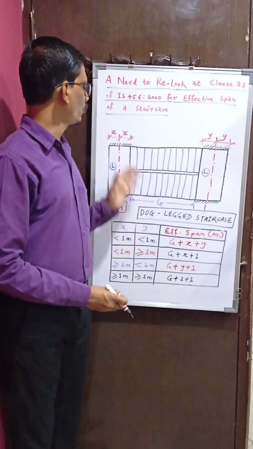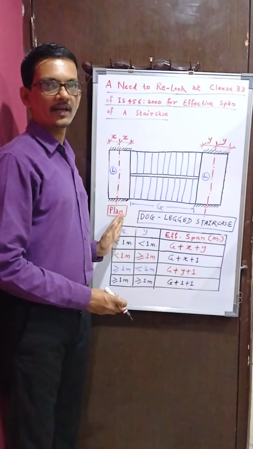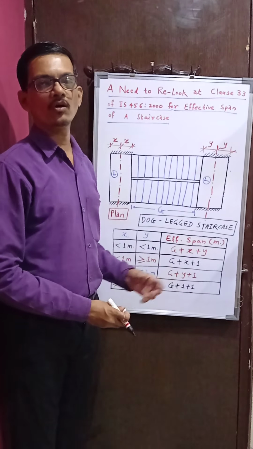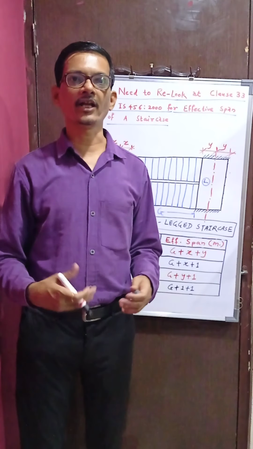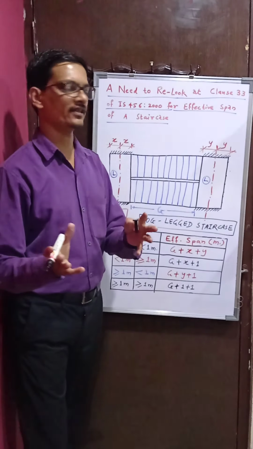That means though the landing is supported on these two sides, we still take it as g plus x plus y. Now this works out to be uneconomical, or on the conservative side. For example, I will just give you an example in 1 minute.